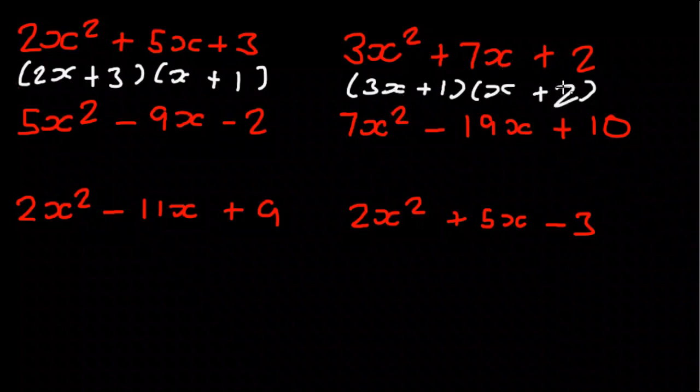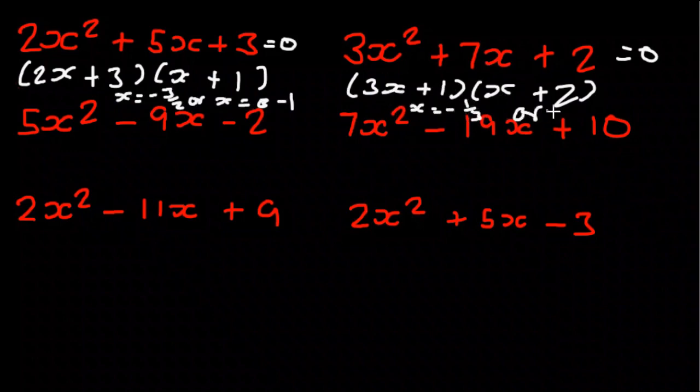There you go. We're looking to use this to solve equations. I forgot to put this in. So this gives 2x is equal to minus 3, which gives x is equal to minus 3 over 2, or x is equal to minus 1. And here we have 3x is minus 1, so x is equal to minus 1/3, or x is equal to minus 2.